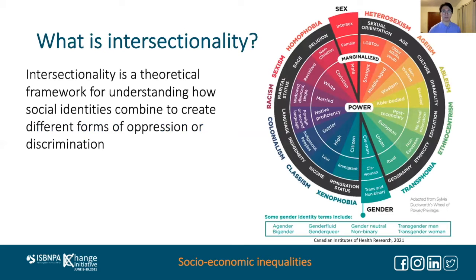Intersectionality is a theoretical framework first coined by Kimberlé Crenshaw in 1989 to understand experiences of Black women who face intersecting and cumulative forms of oppression or discrimination, such as sexism and racism. It has since evolved to better understand how social identities combine to create different forms of oppression or discrimination.